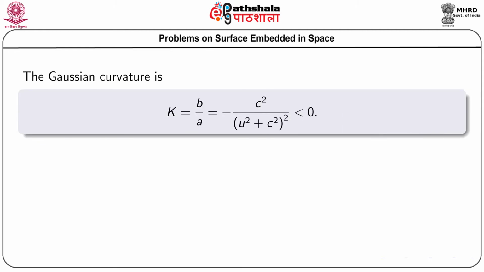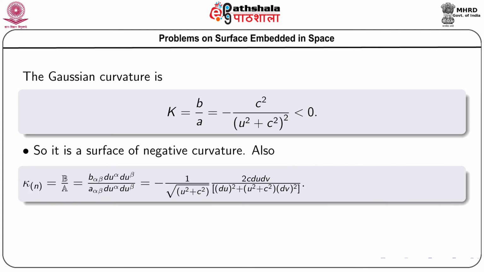Now, the Gaussian curvature is equal to B by A, which is coming to minus c square by u square plus c square whole square, which is also again less than 0. So, the right helicoid is also a surface of negative curvature.